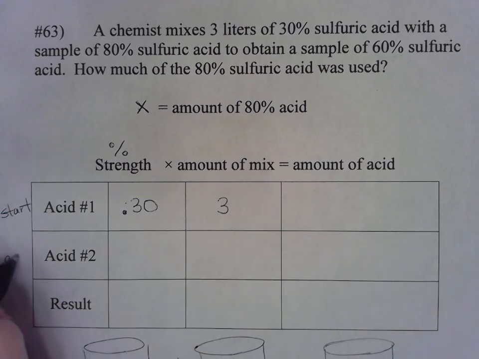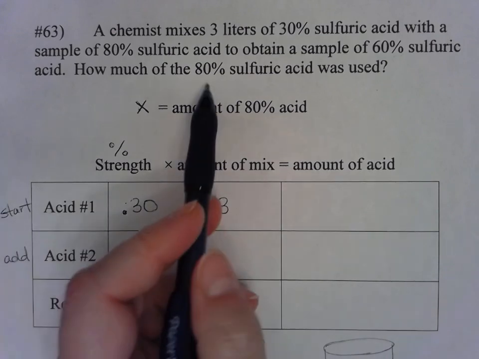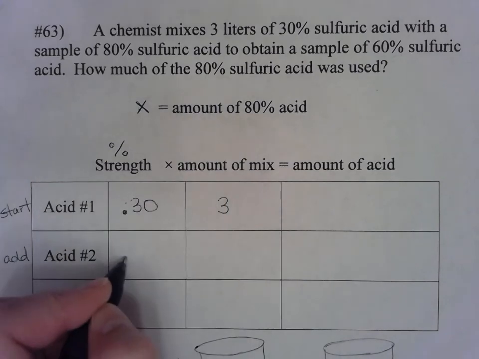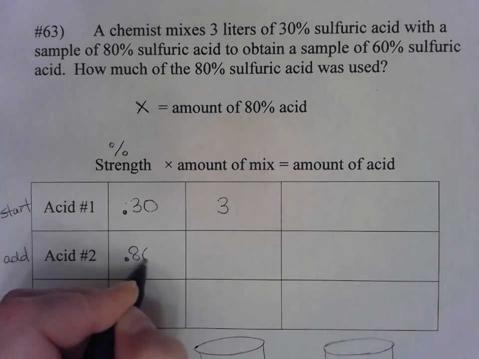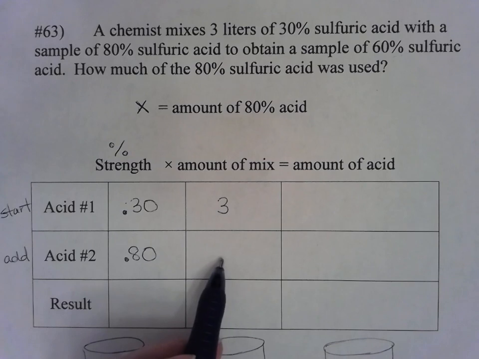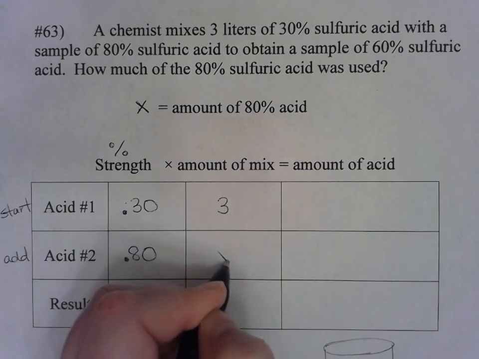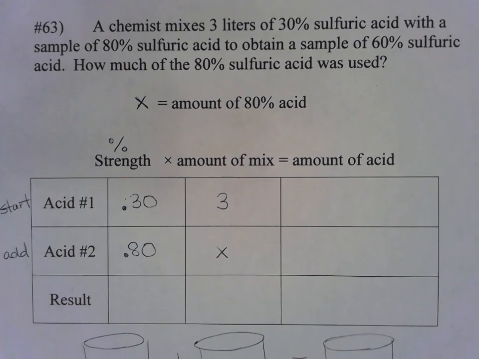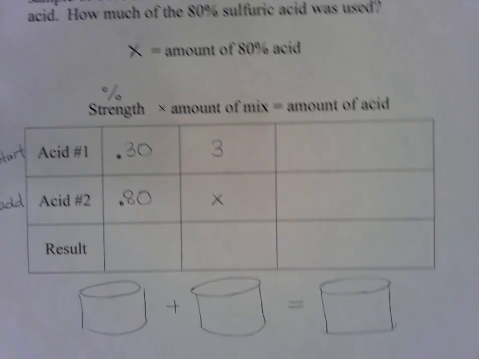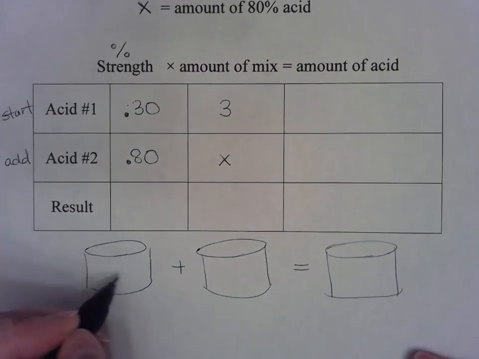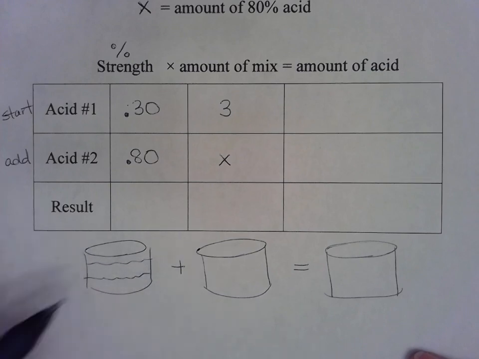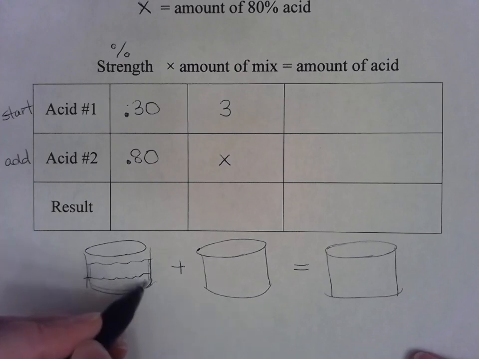Then we're going to add to that some 80% sulfuric acid. So we'll convert that to a decimal. We don't know how much we're adding, right? So we've got x there. Okay, let me copy that down here. So think of this, if this is all liquid, right? Some of it's water and some of it's acid.